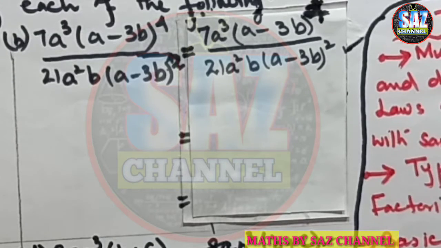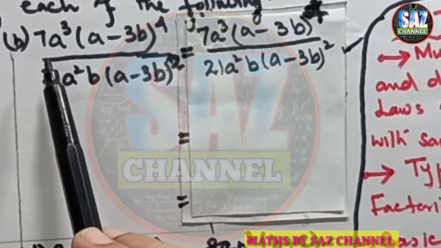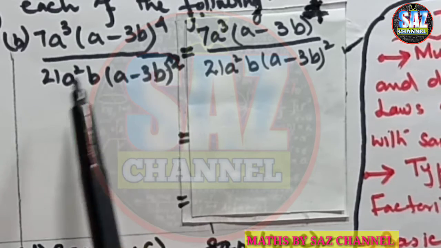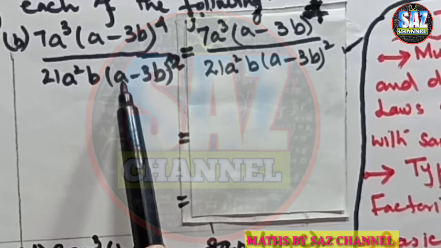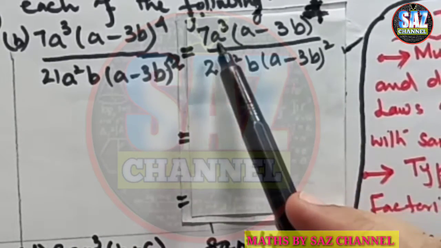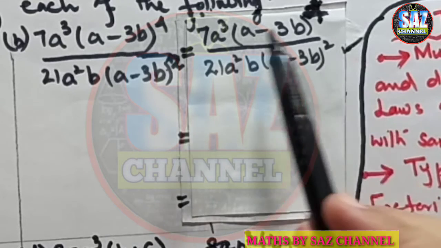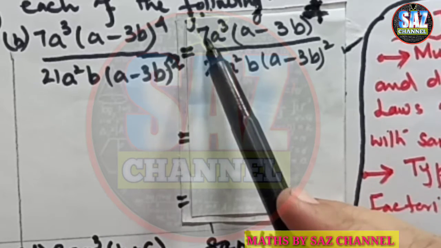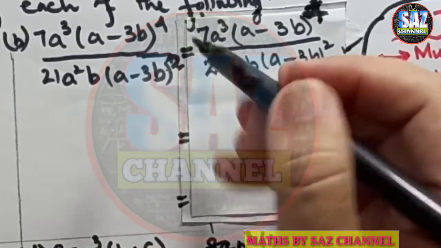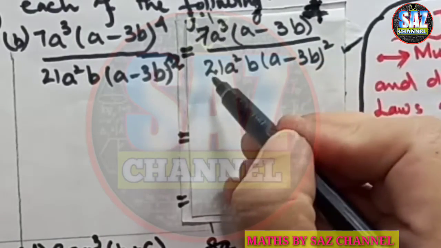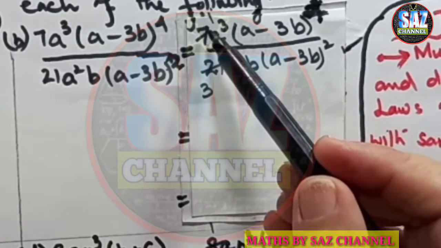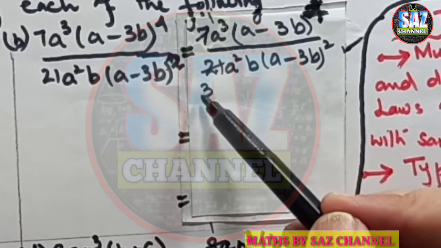Let's move to the B part of the question. B part of the question is 7a cube into (a minus 3b) whole 4 upon 21a square b into (a minus 3b) whole square. It's always good to rewrite the question, so I have written the question for you. If you look at the constant coefficients 7 and 21, the table of 7 is suitable for 21, so 7 ones are 7 and 7 threes are 21. So from the constant coefficients I'm left with 1 over 3.